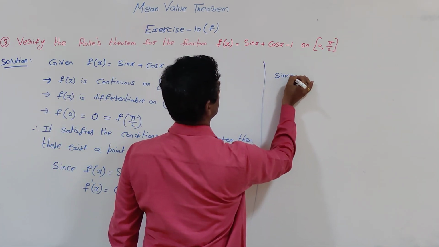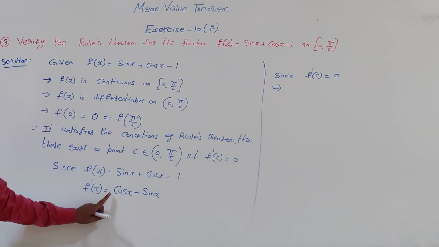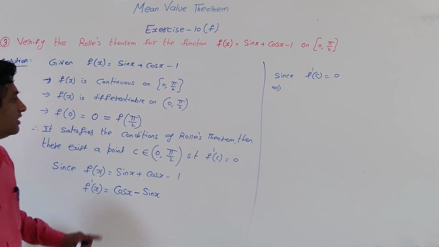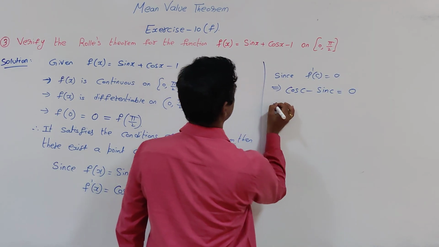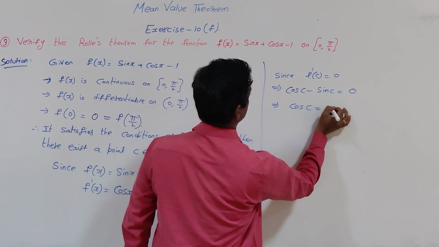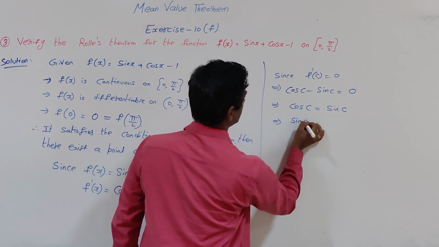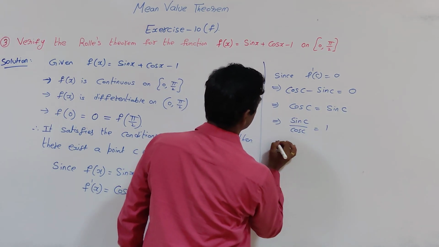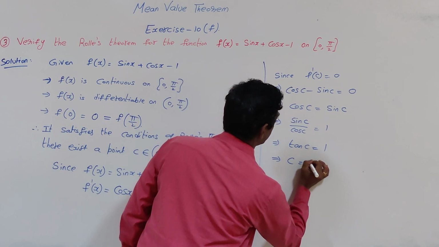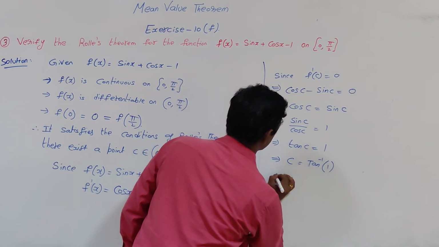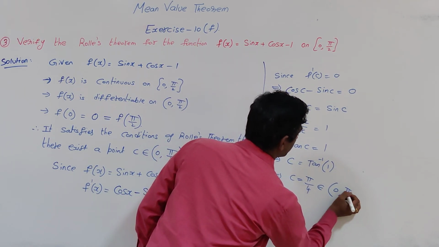Since f dash of C is equal to 0, what is f dash of x? Cos x minus sin x. So f dash of C will be cos C minus sin C is equal to 0, or cos C is equal to sin C, so sin C by cos C is equal to 1. So tan C is equal to 1, and C is tan inverse of 1, that is C is equal to pi by 4, which belongs to the open interval 0 comma pi by 2.